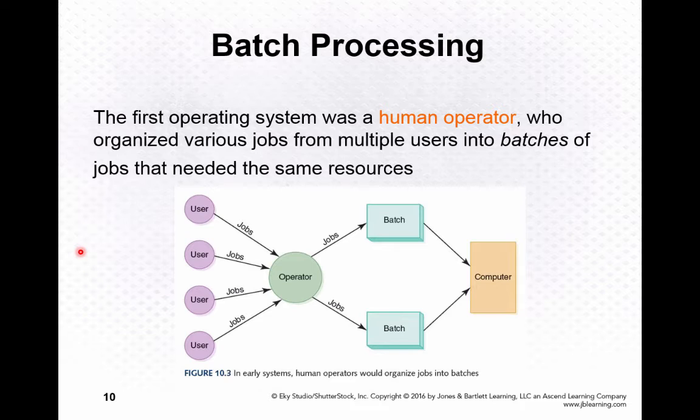Right? So users would be graduate students in our fathers' or grandfathers' ages, who write their little punch card programs and hand them off to a person. And then they'd have some sort of job control language where they said what resources they need. And then the operator would batch them up. So if a group of jobs all needed the same set of resources, he'd put them in one batch. And then he would tool up the computer and send them over.